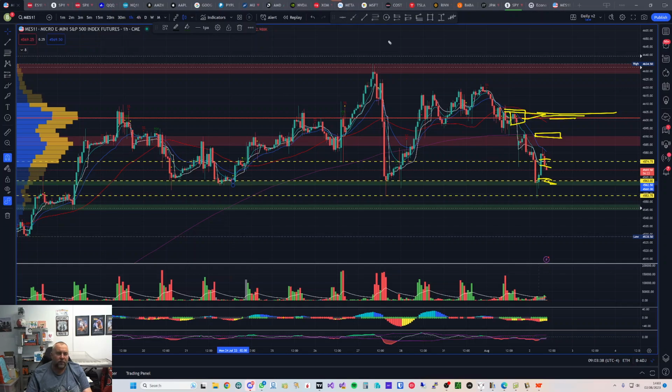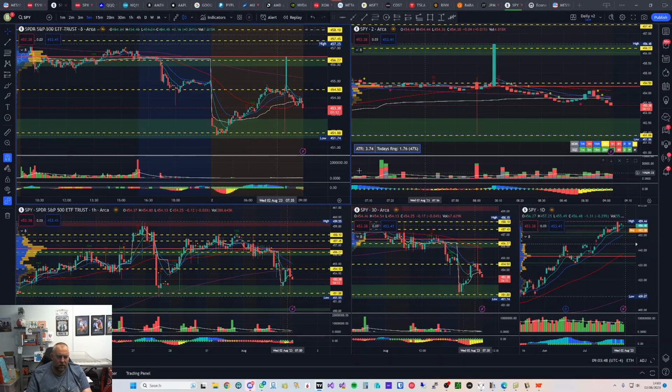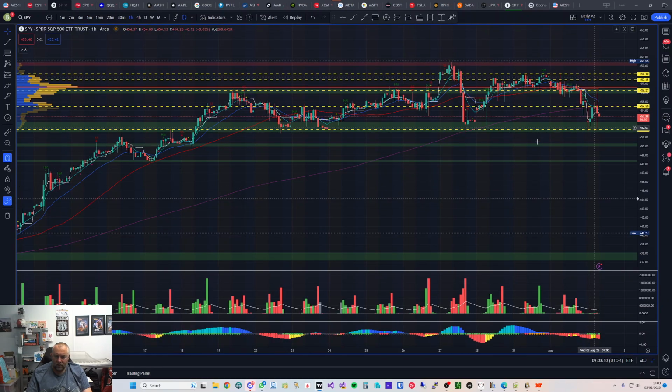We've just broken a pivot low as well. If you look, we've just broken that. So it does look quite weak today. So that's a great trade. Looking at SPY, let's go into the 60-minute.